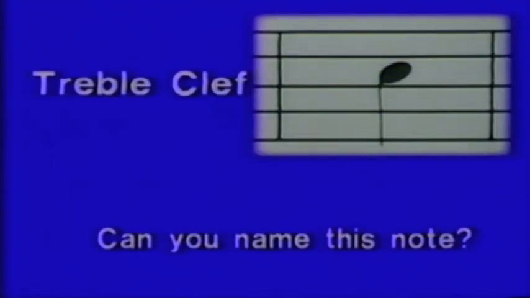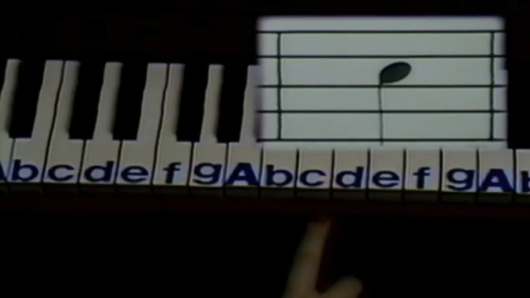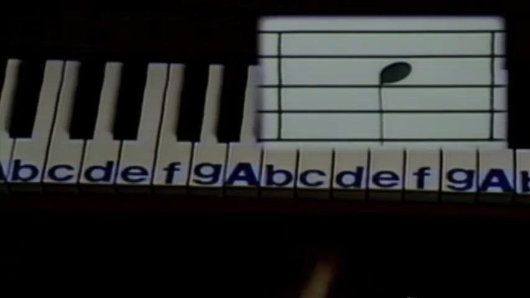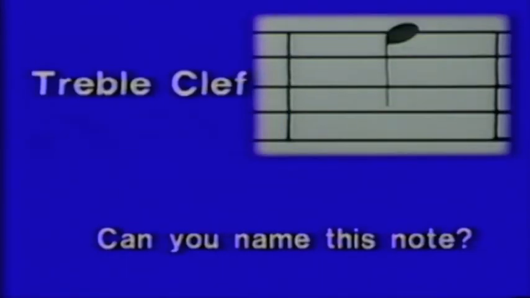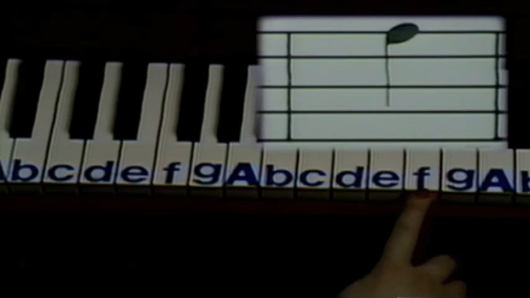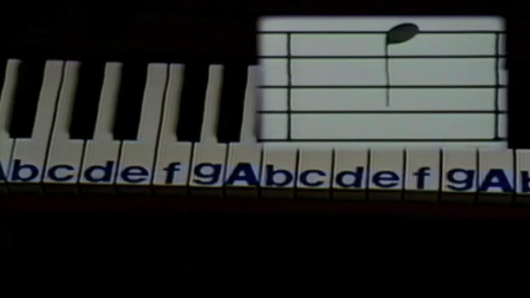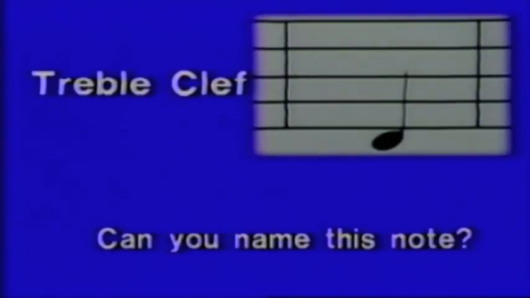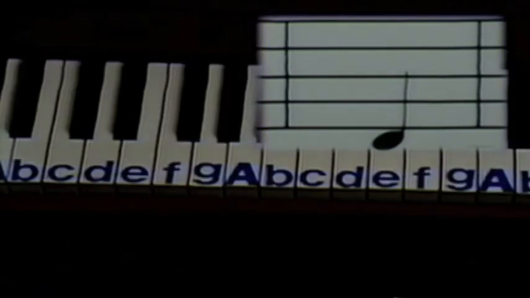The next example is in a space, the third space. The third space in treble clef is a C. The next example is on a line, the fifth line. The fifth line in treble clef is an F. The next example is in the space below the first line. The space below the first line in treble clef is a D.